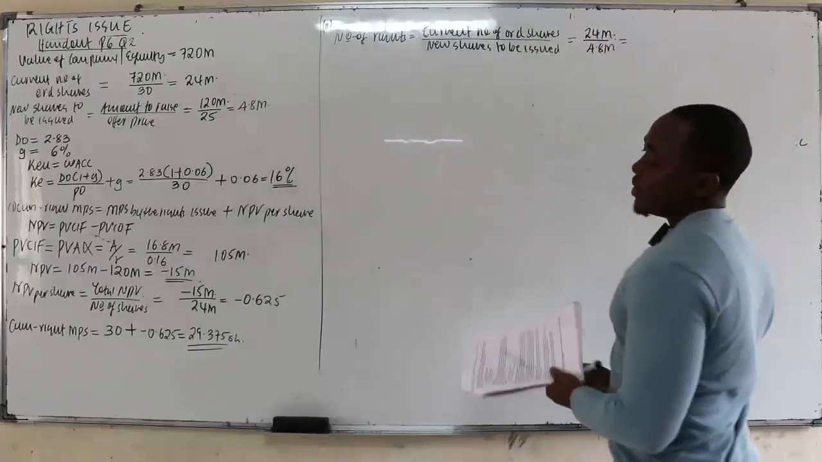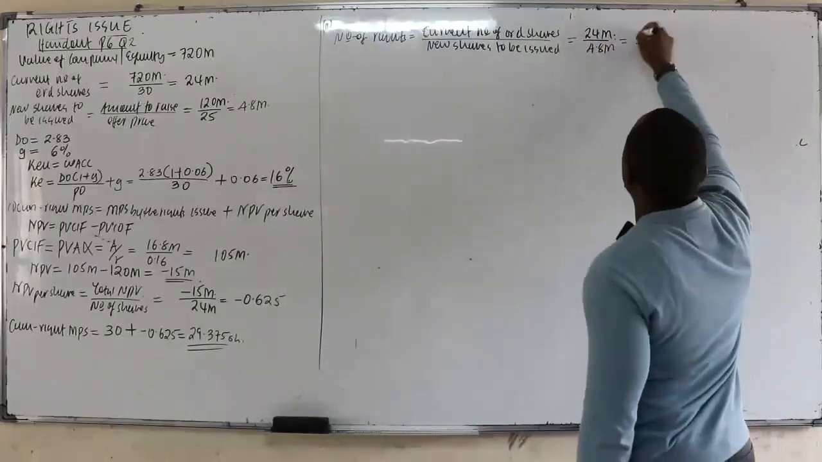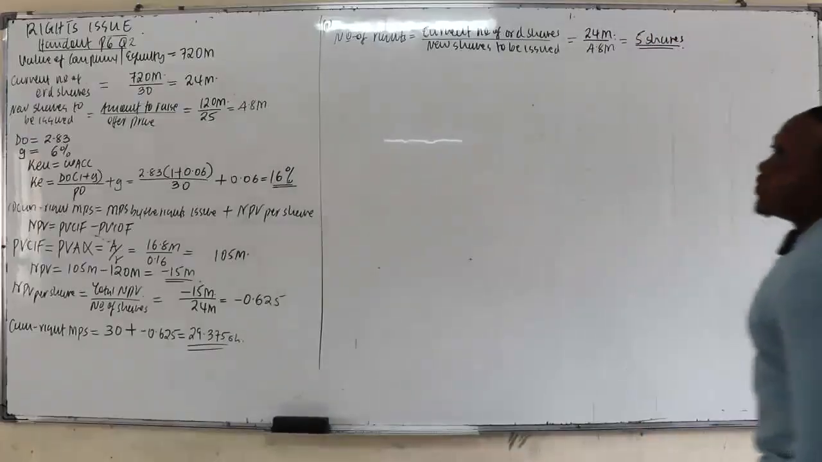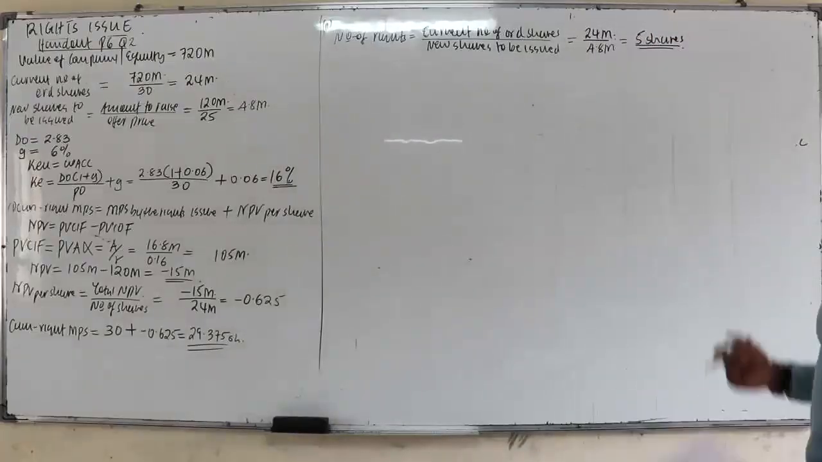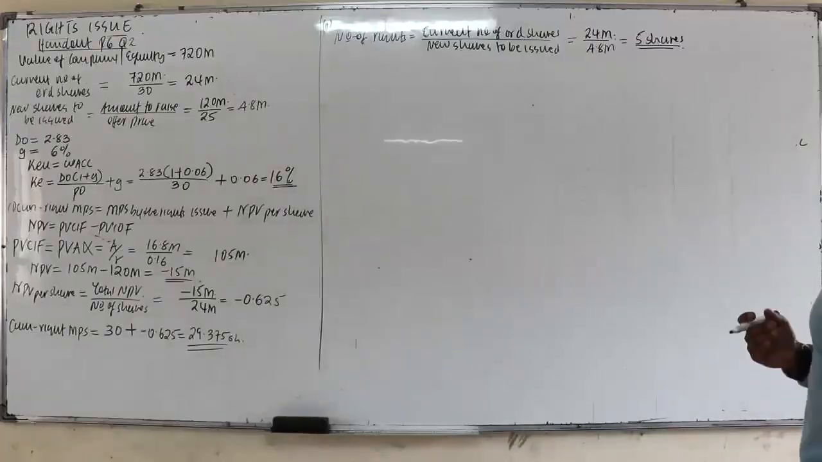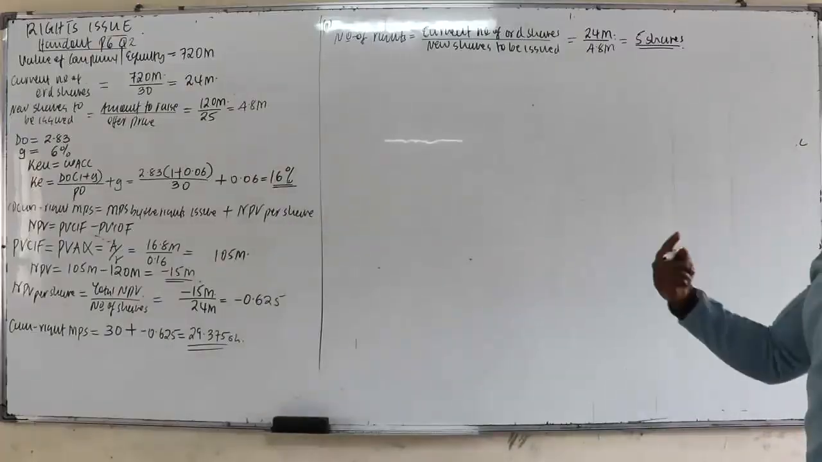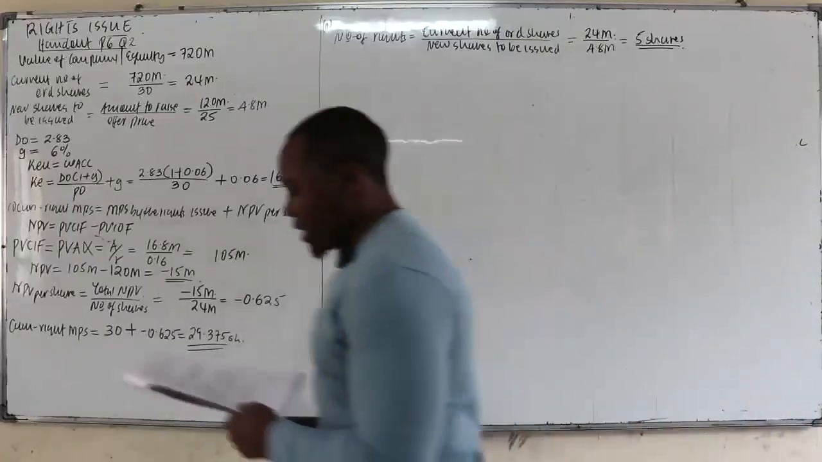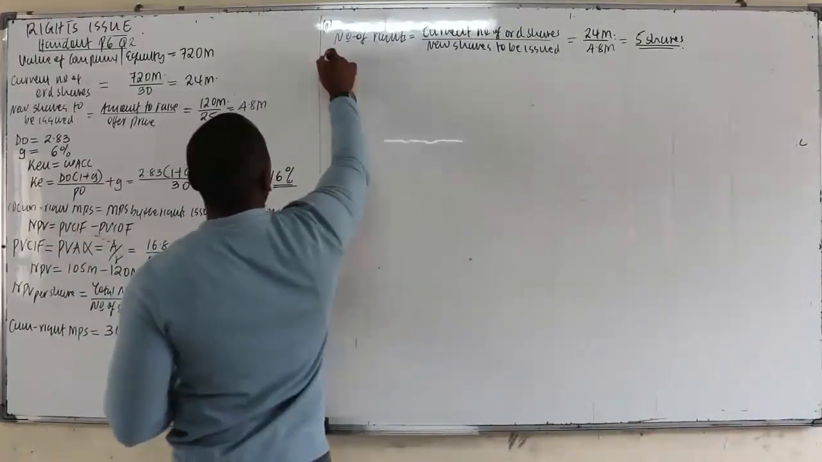So what do you get? Not 5 million, but 5 shares. Yeah, we get 5. So what does that mean? That means that for every 5 shares you have an opportunity to buy 1 new share. So for every 5 shares you have, you buy 1 new share. That's what we mean by the number of rights.